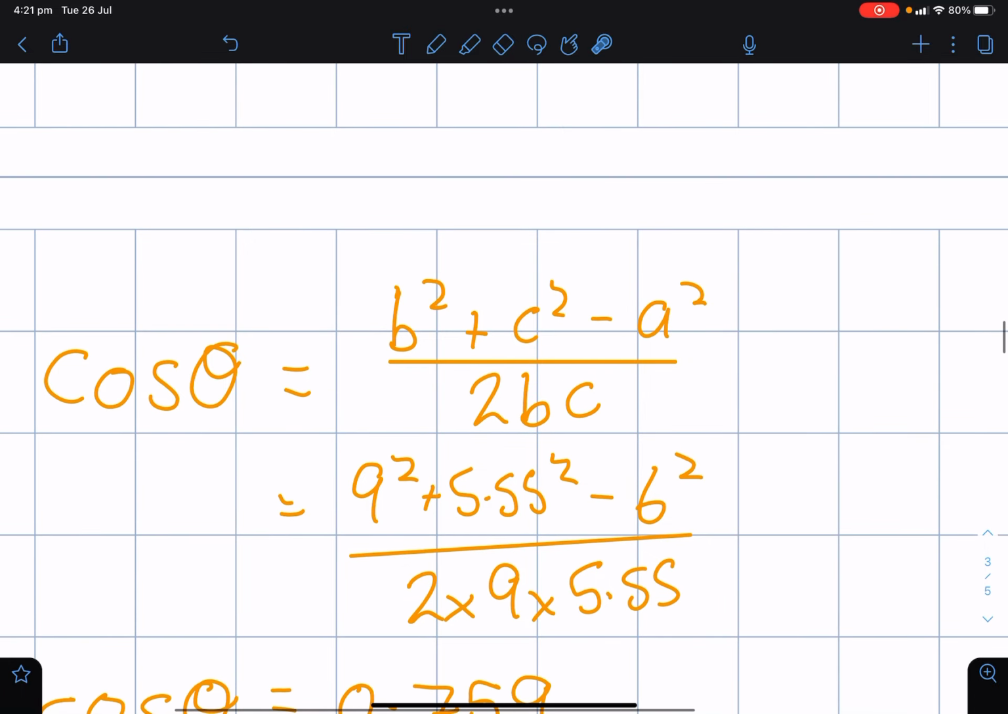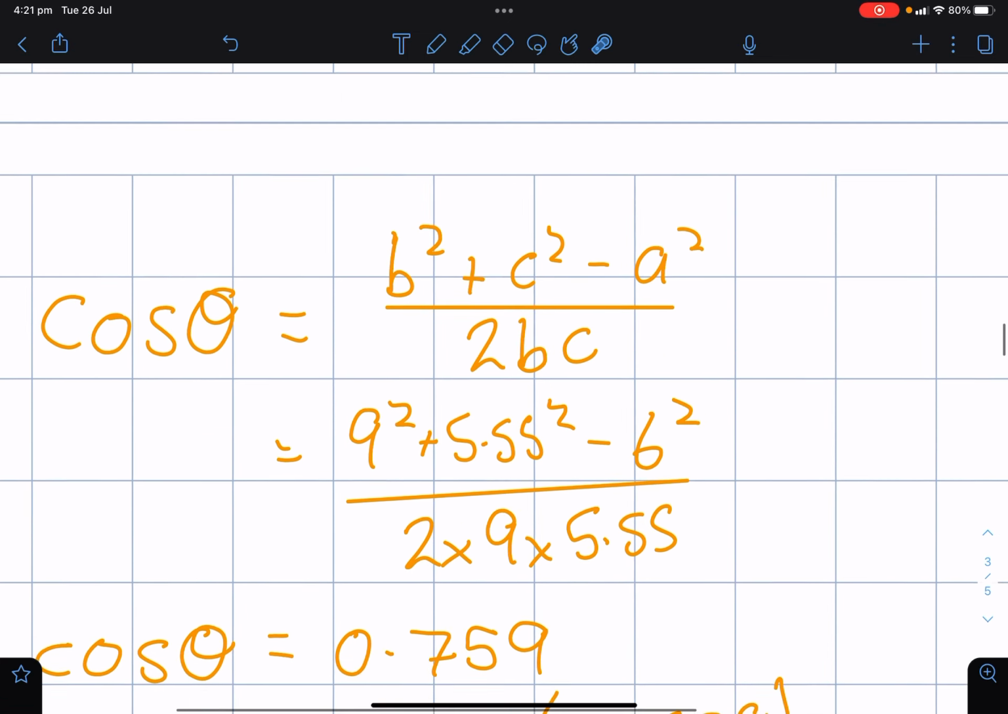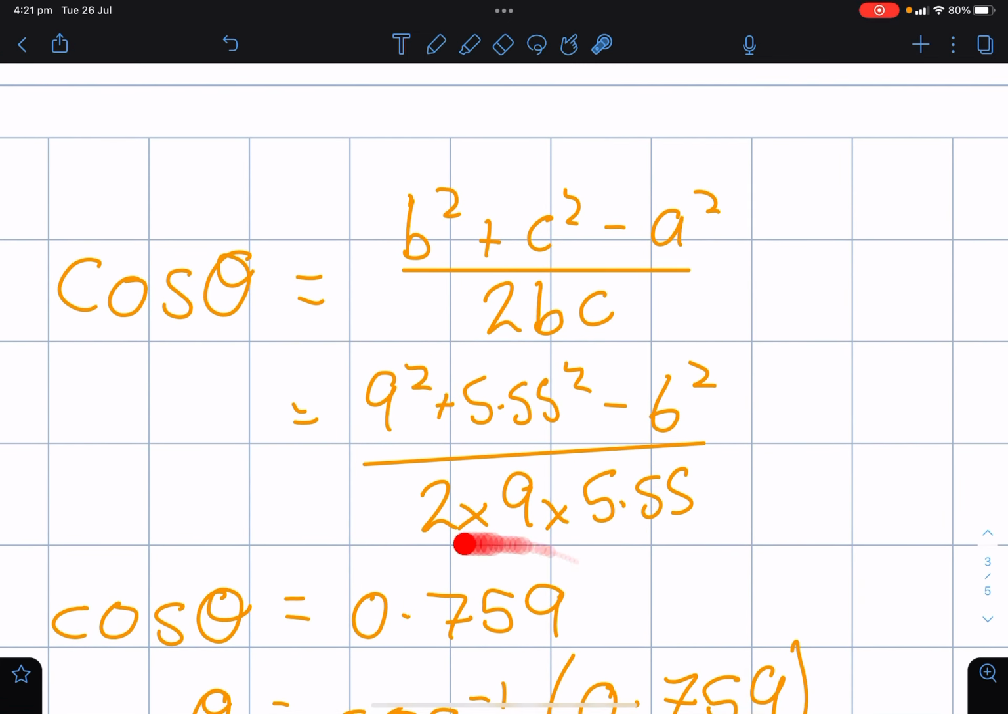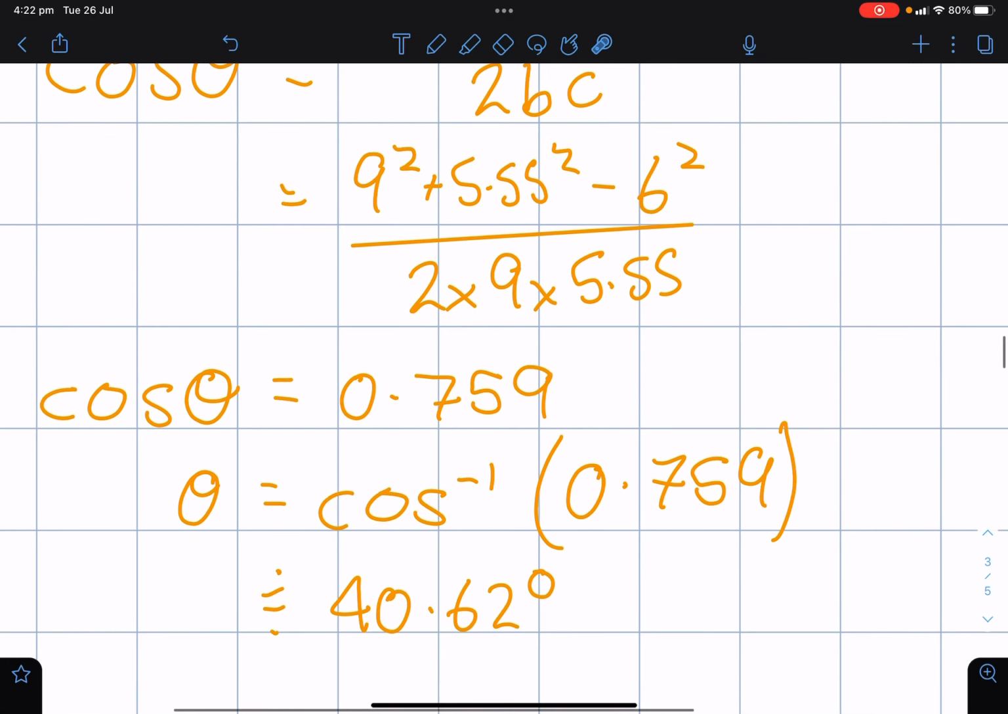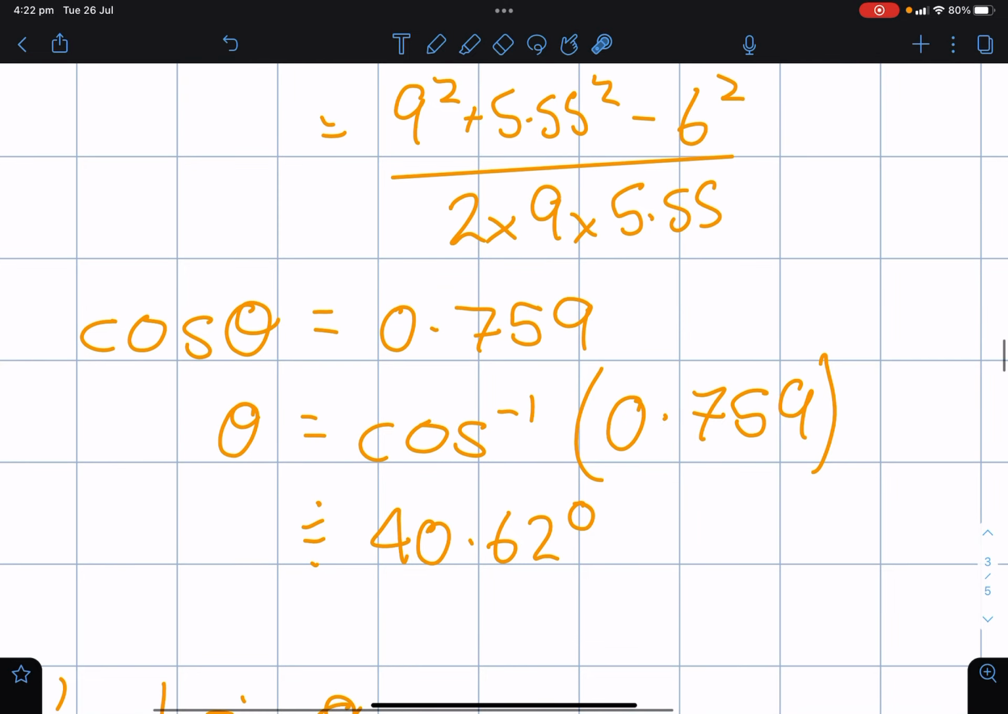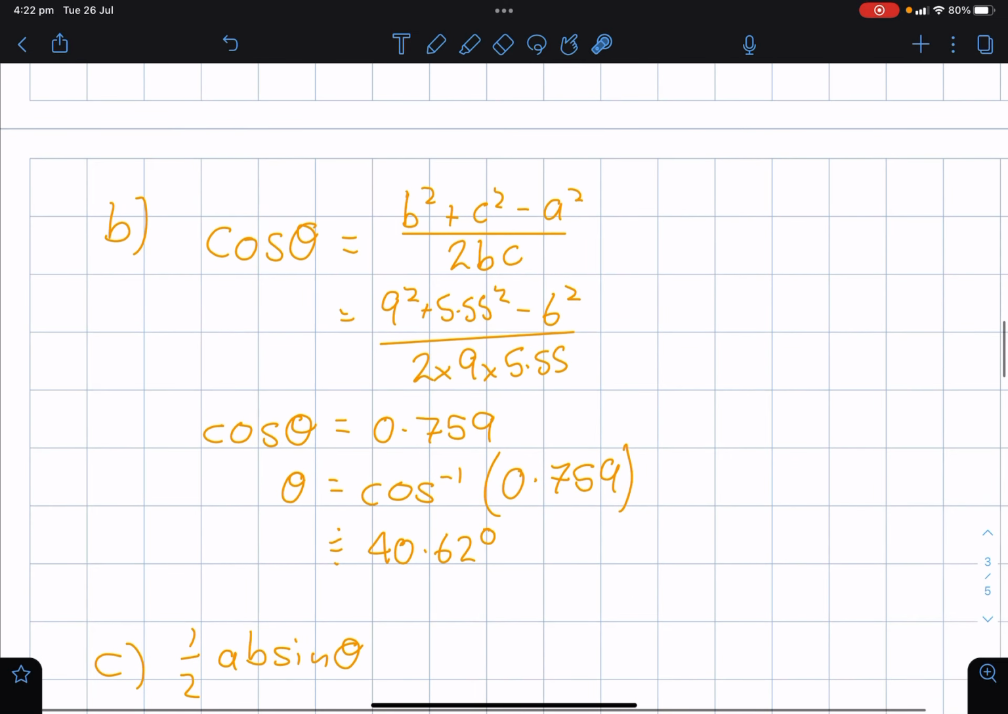So we've got cosine theta equals 9 squared plus 5.55 squared from the question above, take away 6 squared. So this is really important. Divided by 2 times 9 times 5.55. So cosine theta is approximately 0.759. That means theta is equal to cosine to the power of -1, or inverse cos, of the ratio 0.759, which gives me an approximate angle of 40.62 degrees. All right, there's the angle done.